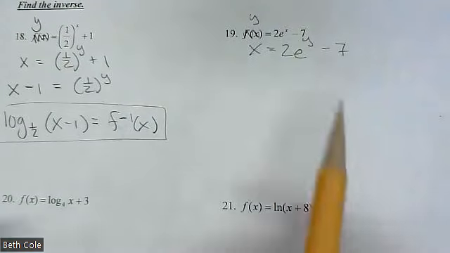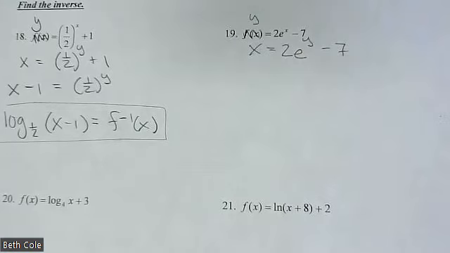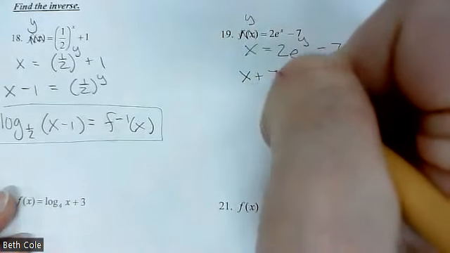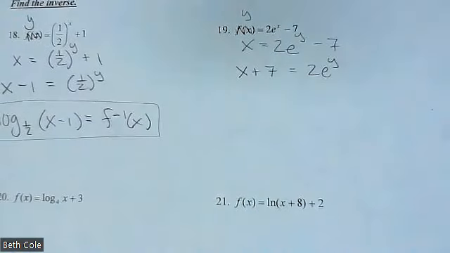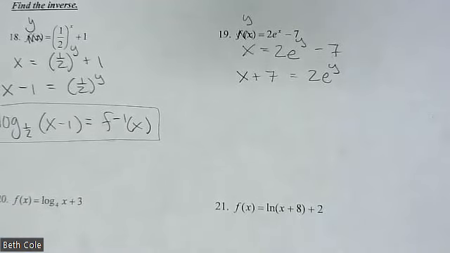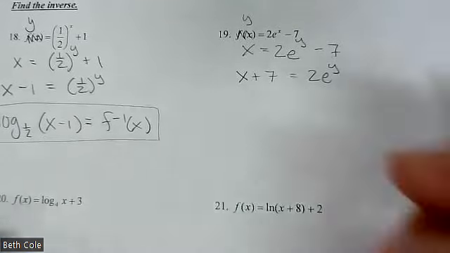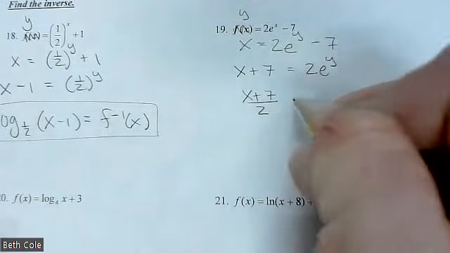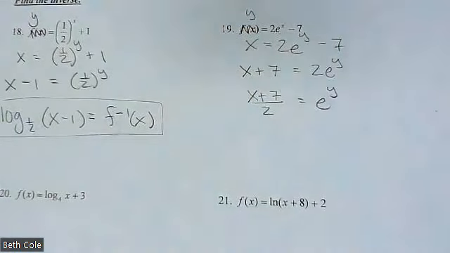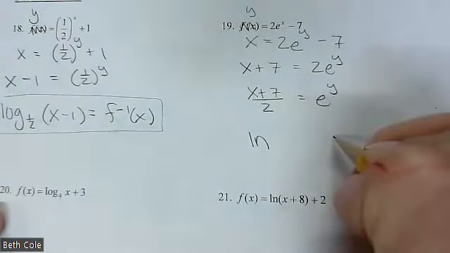Okay. What would you do to start trying to get Y by itself? Add 7. All right, then what? Still want Y by itself. Divide by 2. So it'll be X plus 7 over 2 equals E to the Y. Then you're going to be like, I'm stuck. And the question is, what's the base? The base is E. Now we don't write log base E. We write ln, leave a gap.